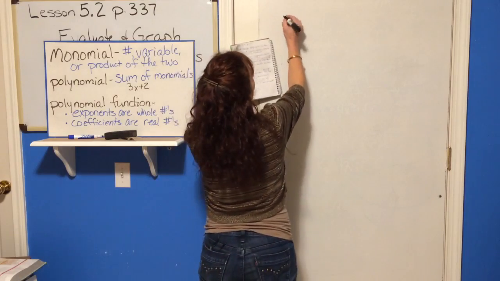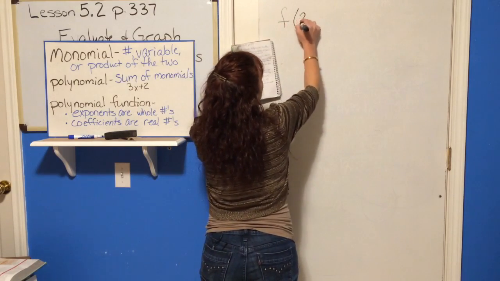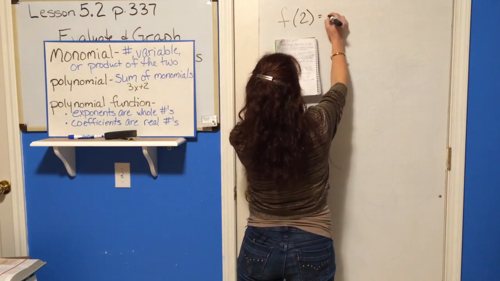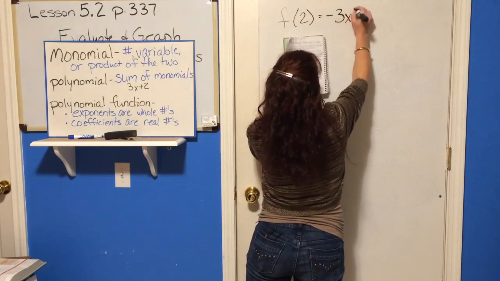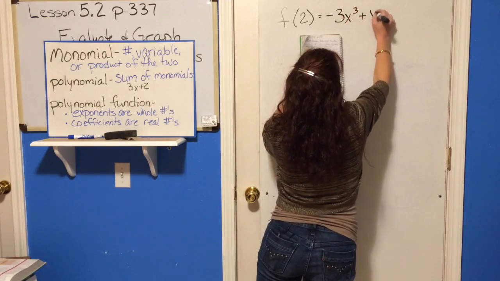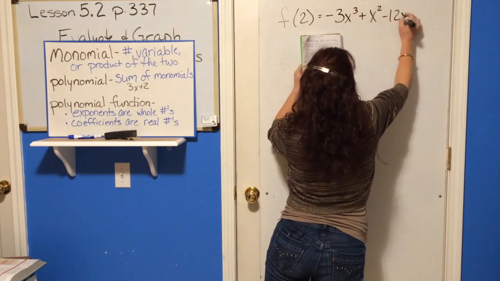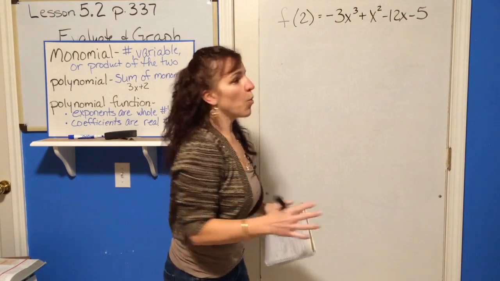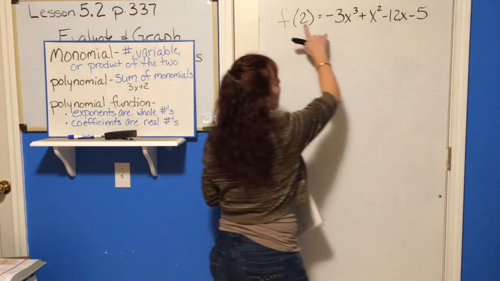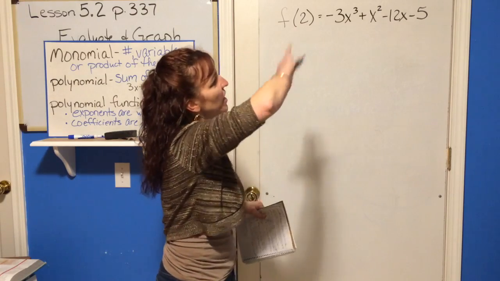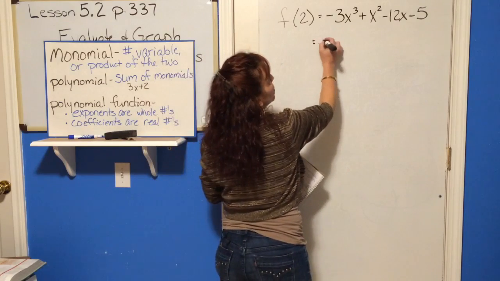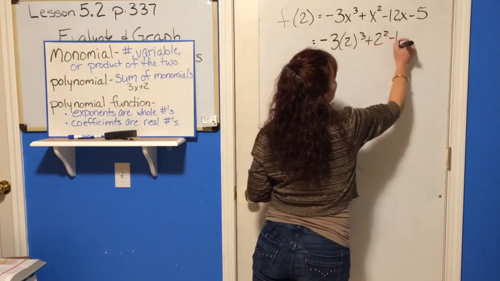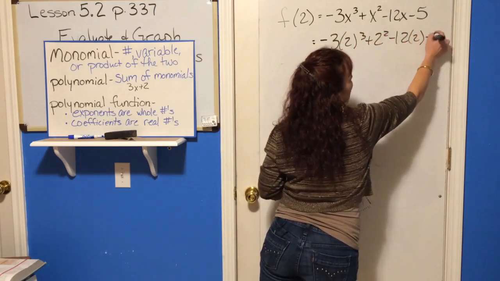Here we go. So f of 2 means I'm going to put 2 in for all of the x's. So I want f of 2 of this equation, or of this function. So you know how to do this already. What this says is with this expression, I want to put 2 in and fill in all of the x's for that. So you know how to do that. Negative 3 times 2 cubed plus 2 squared minus 12 times 2 minus 5.